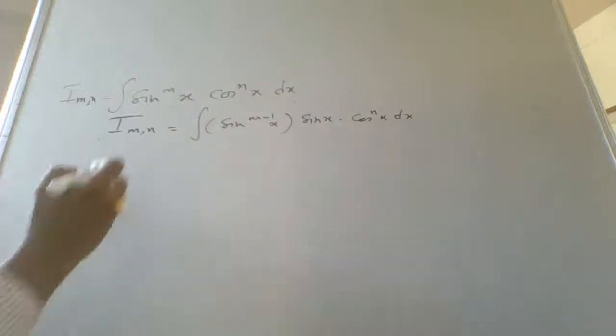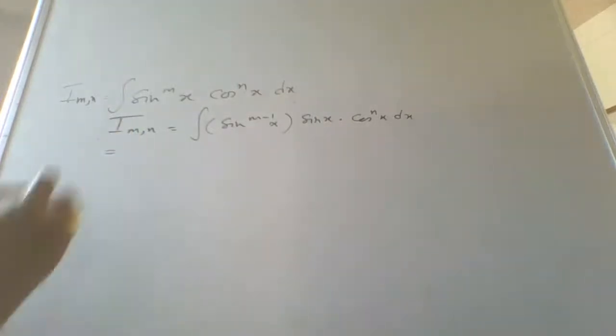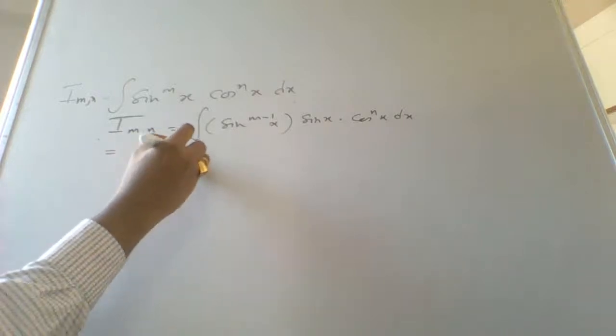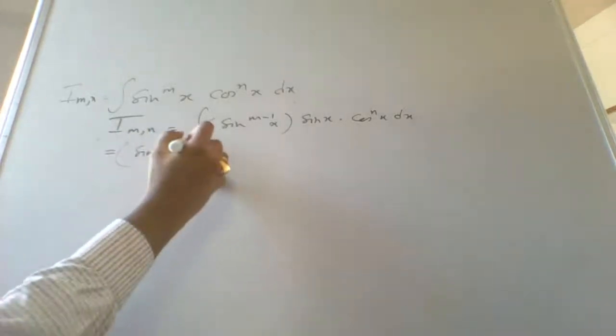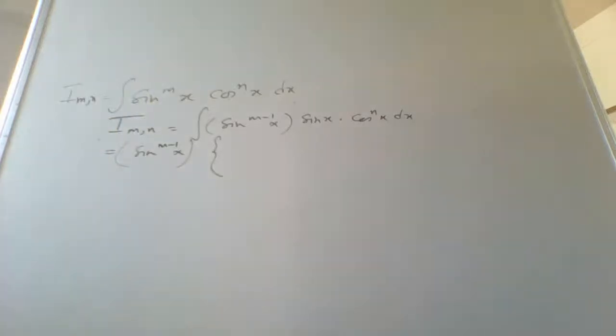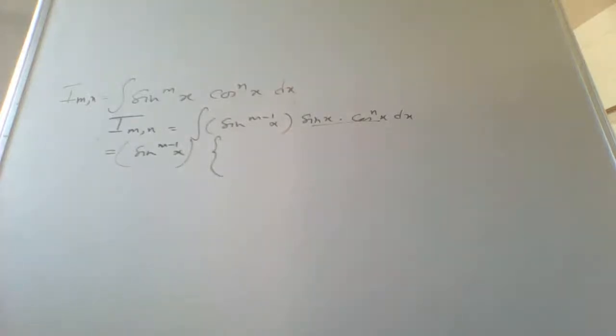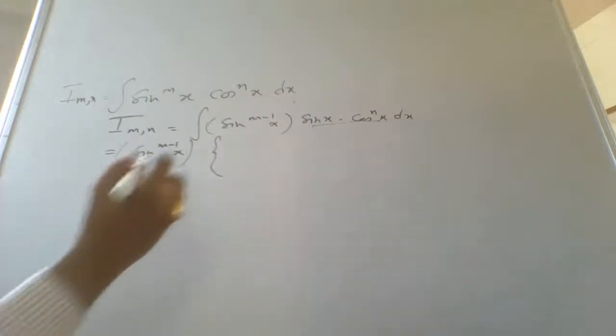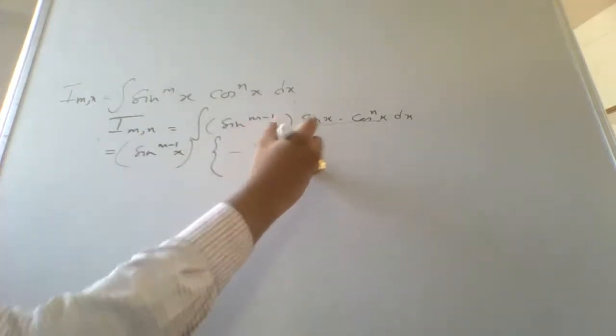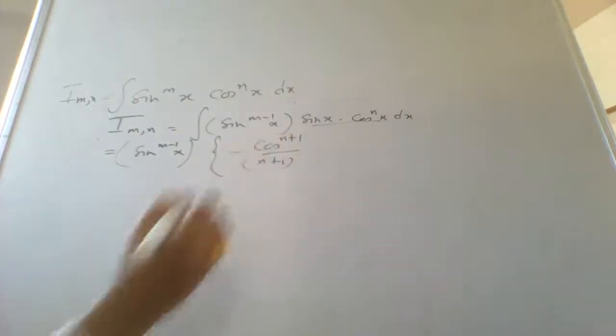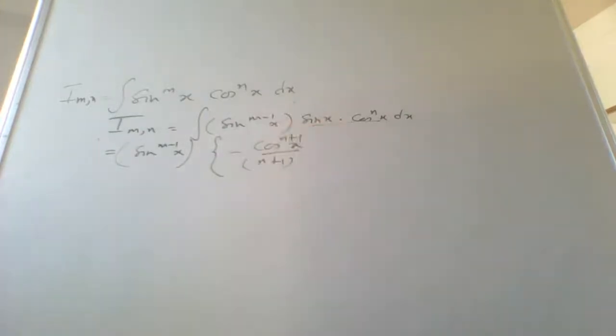Now I can write this as sine to the power of m minus 1 into x, and integration of cos to the power of n sine x. If you represent that as t and then try to simplify it, I get this result as cos to the power of n plus 1 divided by n plus 1, into x. Okay, so this is done.